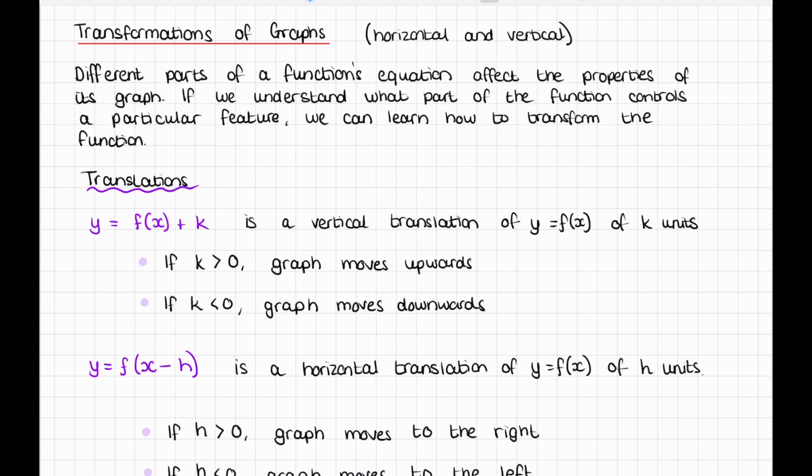So the first one is if we have an equation y equals a function and we add a k value to the end of it. This will create a vertical translation of k units. What that means is if our k is greater than 0, the graph will be moved upwards. It'll be translated upwards. If our k is less than 0, then the graph will move downwards. It will be translated downwards.